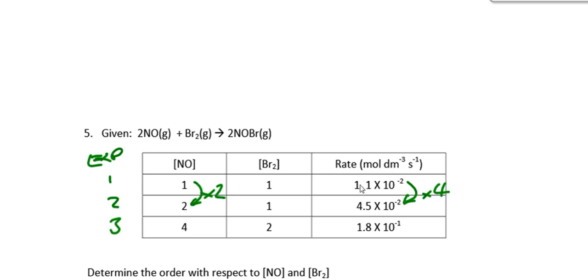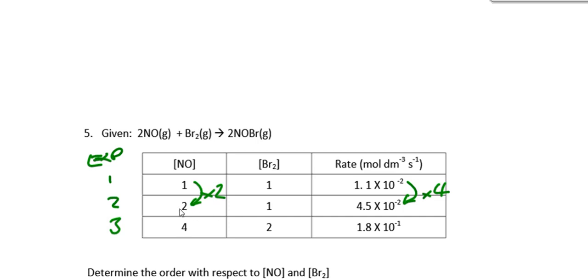Then we've got a little bit of a problem here because this is the tricky part of this question, isn't it? We've worked out then that with respect to NO, what order of reaction is it? Times by 2 here, times by 4 there. It's a second order reaction, isn't it? It's being times by 2 squared here. So it's proportional to the square of the change in concentration.